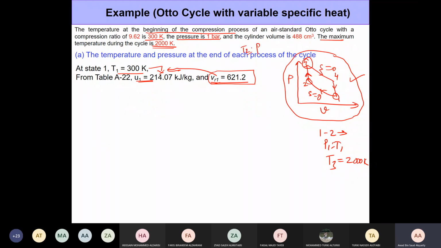So the question is, how do we determine temperature at state 2 and pressure at state 2? So let's start with saying, how do we determine temperature at state 2? How do we go ahead with determining T2?